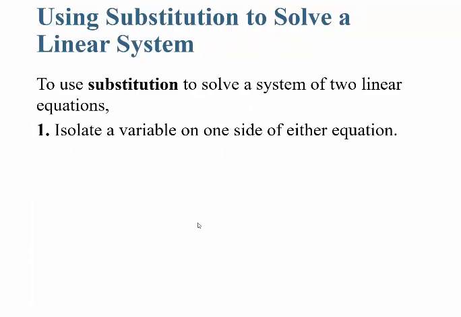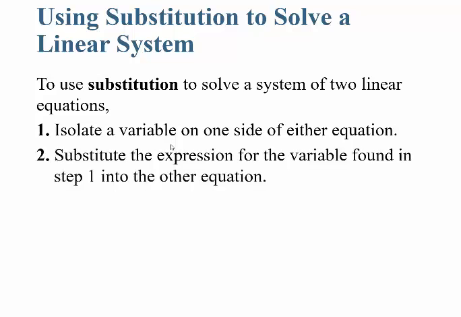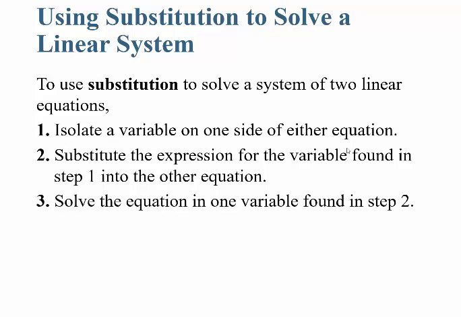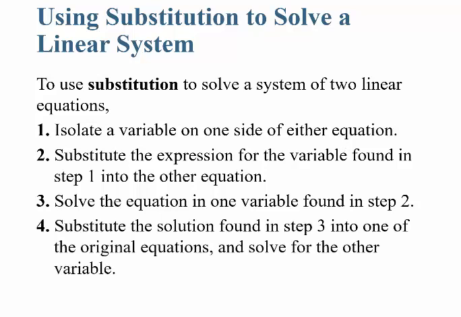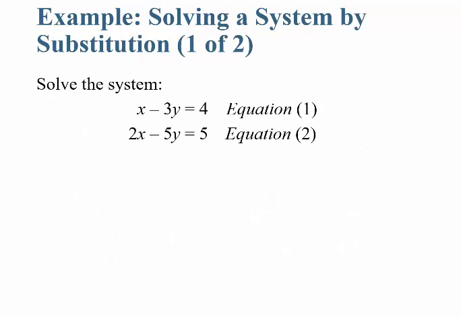Okay, so to use substitution to solve a system of linear equations, the first thing you're going to do is isolate a variable on one side of an equation. You're going to substitute the expression for the variable found in the isolated one into the other equation. You're going to solve the resulting equation in one variable. And then you're going to substitute that solution you just found into one of the original equations to solve for the other variable.